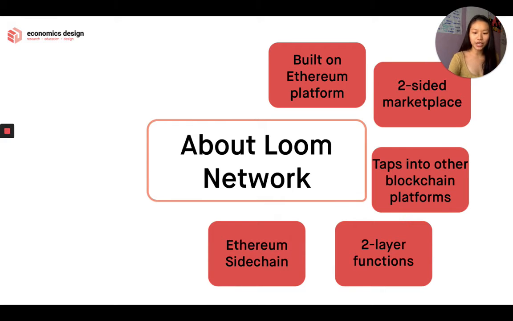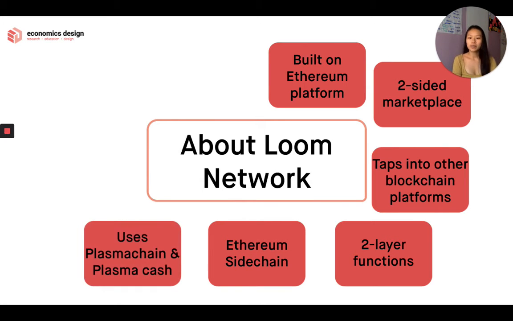It's built on an Ethereum sidechain, so the developers all share the sidechain, and it's also good because its transactions are a lot faster. It uses Plasma Cash and Plasma Chain, as I mentioned. Loom Network is built on the sidechain, which is Plasma Chain, and then transactions are secured with Plasma Cash. So as I mentioned, Plasma Cash is where they take all the transactions done on Loom Network on Plasma Chain, and then they send it to the main chain and update the main chain.